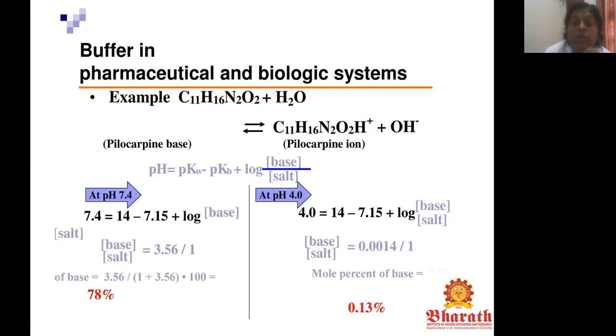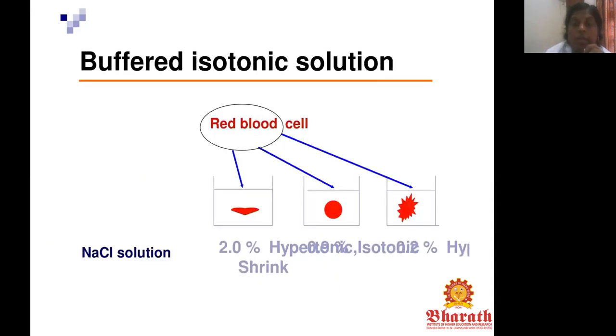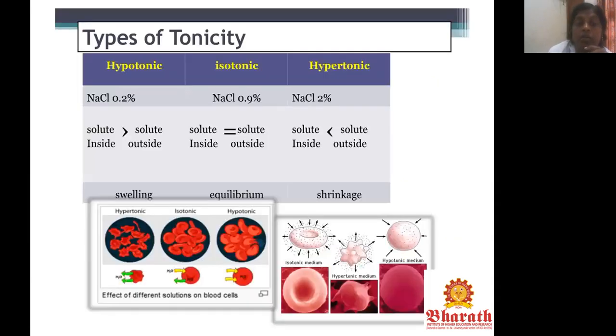Here the ion is getting dissociated, so the base salts or the acid salts are formed. Here, the buffered isotonic solution. Here we are taking red blood cells in NaCl solution, 2% hypertonic and isotonic, and 2% hypotonic, which shrinks and which expels the contents.